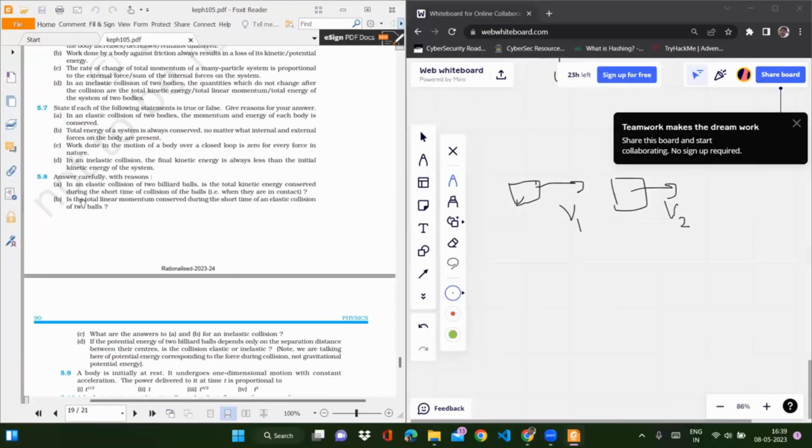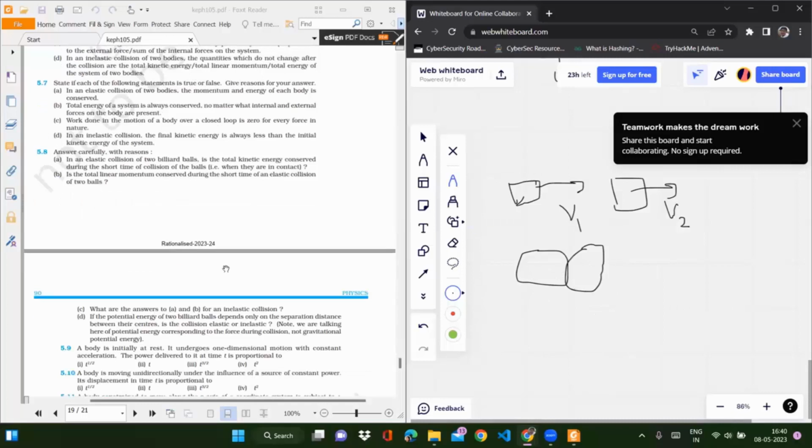But during the collision, the instant which is asked, when they are in contact, these billiard balls will squeeze each other. So there will be elastic potential energy which we get from the total energy, and some part of the kinetic energy will change to this elastic potential energy, and therefore the total kinetic energy at this instant will not be the same.